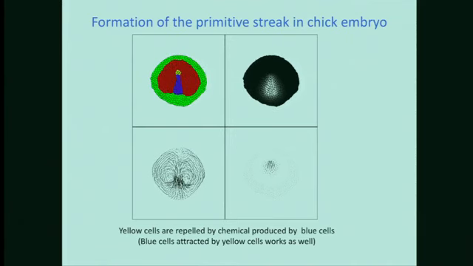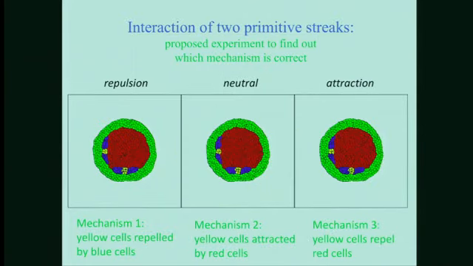And the counterpart for this would be what? Every mechanism comes with its counterpart. The counterpart would be if yellow cells attract blue cells. It would be pretty much the same story. And we ended up with the question, which of these mechanisms is taking place, if it's taking place during gastrulation in chick embryo.